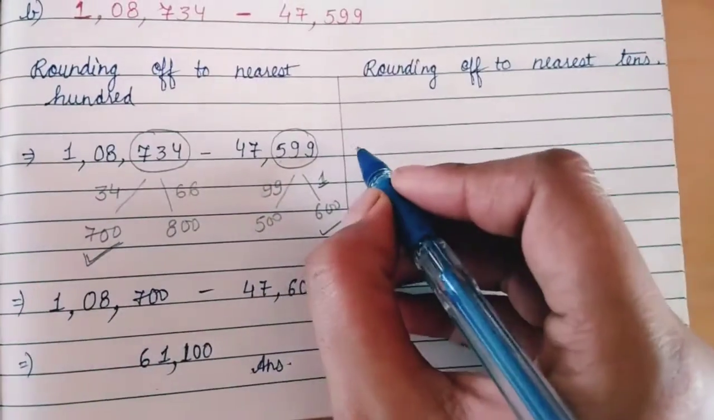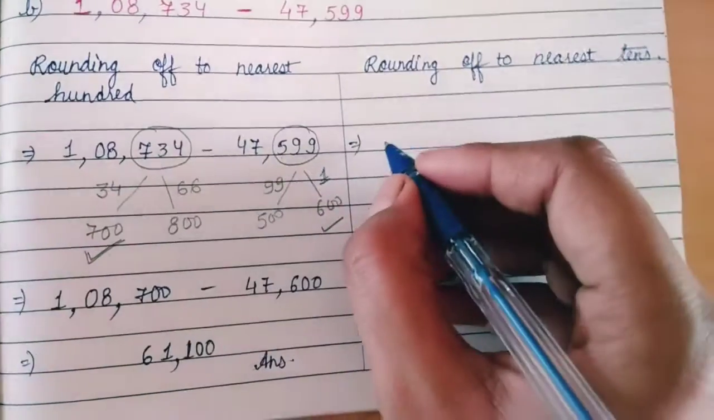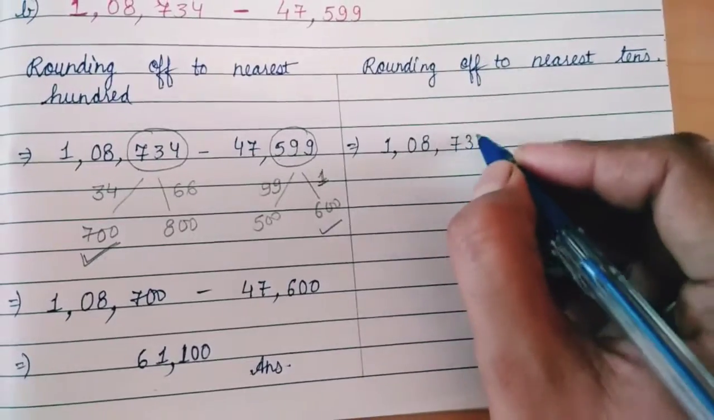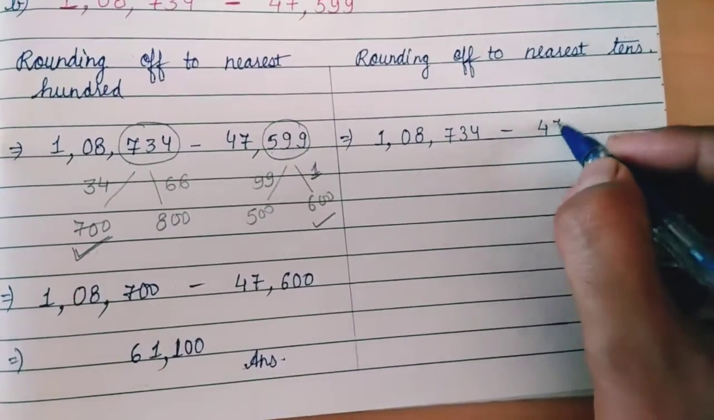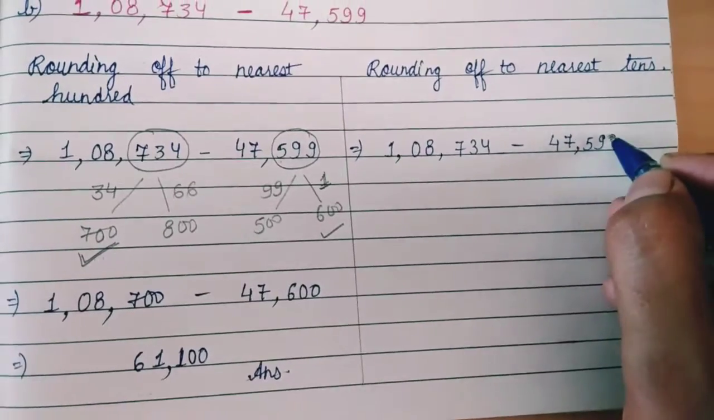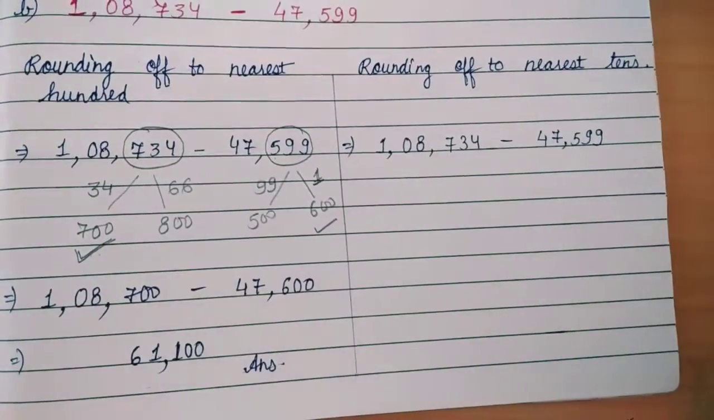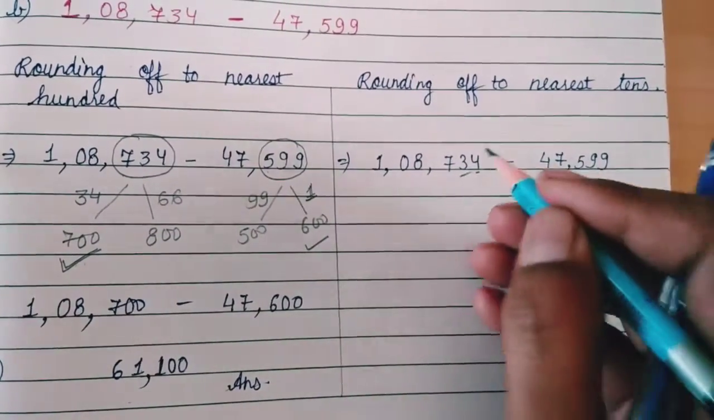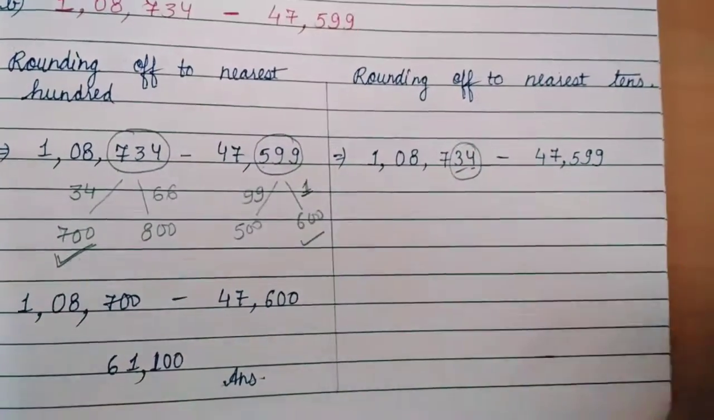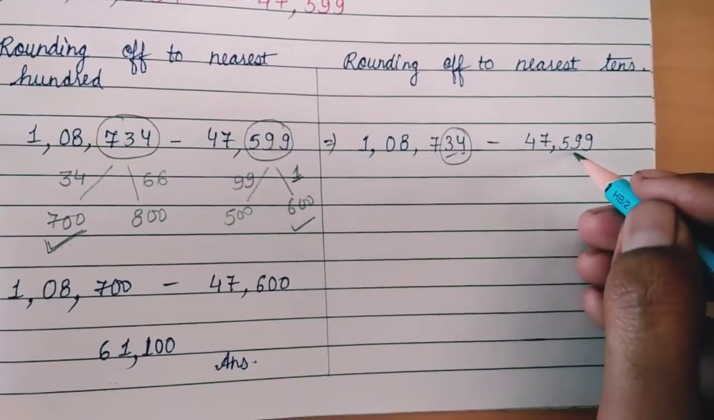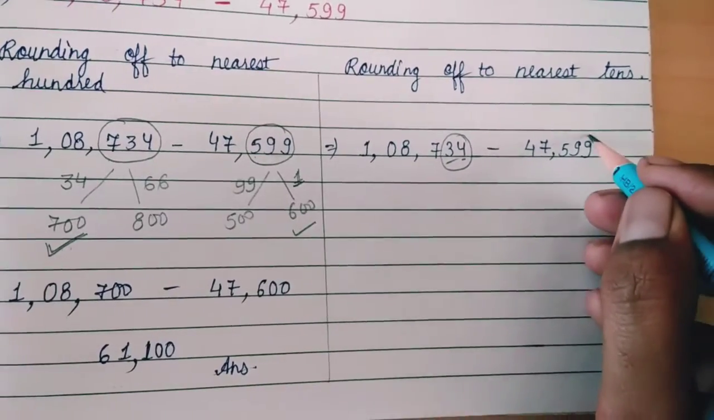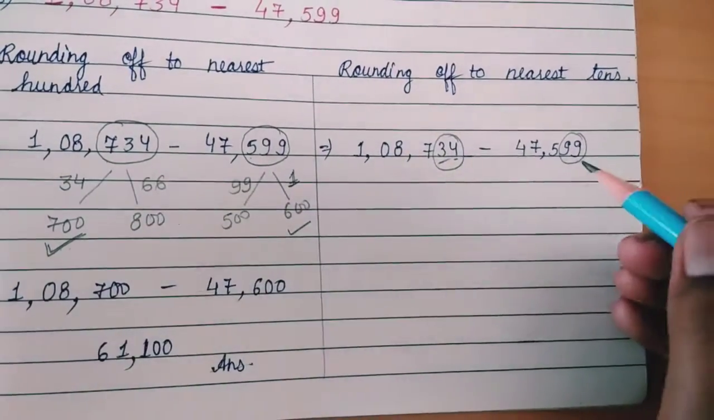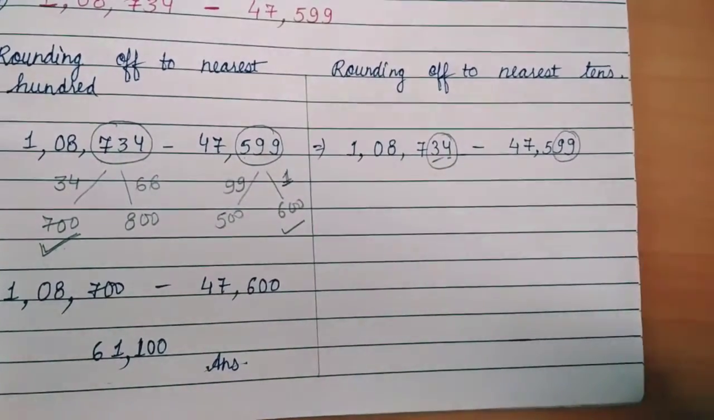Now we have to do the estimation according to the tens place. So we will write the numbers: 1,08,734 minus 47,599. Okay. So you can simply see according to the tens place we have ones, tens. It means only these two digits will be estimated. And here 9, 9, ones, tens. Only these two digits will be estimated. Okay. It means that the remaining previous part will come as it is.